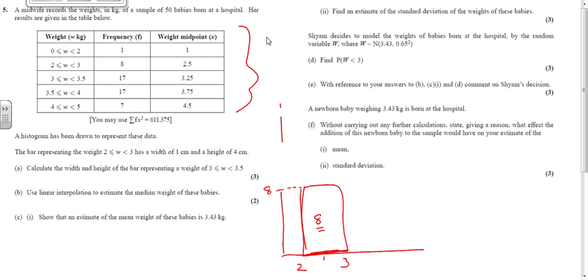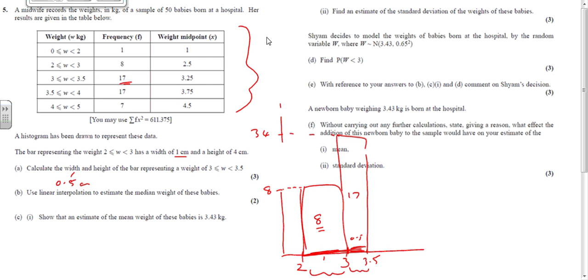Now we've got to work out the width and height of the bar representing 3 to 3.5. So 3 to 3.5 is only a half there. 2 to 3 has a width of 1 centimetre, so the width of a half is a half centimetre. So we say that the width is 0.5 centimetres. Now if we have a look at the frequency for this one, remember the frequency is the area of a bar in a histogram. The frequency, so the area, is 17. So if the width of the bar is 0.5, the height must be 34. So the frequency density must go up to 34.